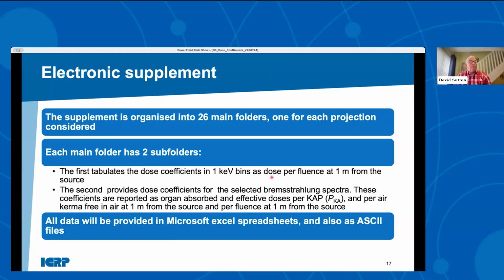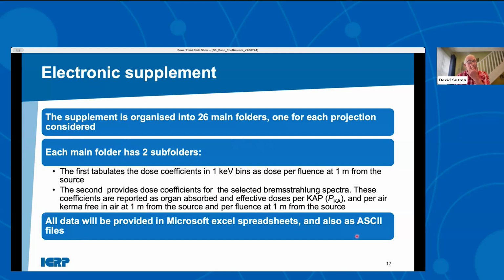The supplement will be organized into 26 main folders, one for each of the projections considered. Each folder will have 2 subfolders as shown here. The first will tabulate the dose coefficients in 1 kV bins as dose per CAP at 1 meter from the source, and the second will provide dose coefficients for the selected Bremsstrahlung spectra, which, as you've already heard, are reported as organ absorbed and effective dose per CAP and per mAs at 1 meter from the source.